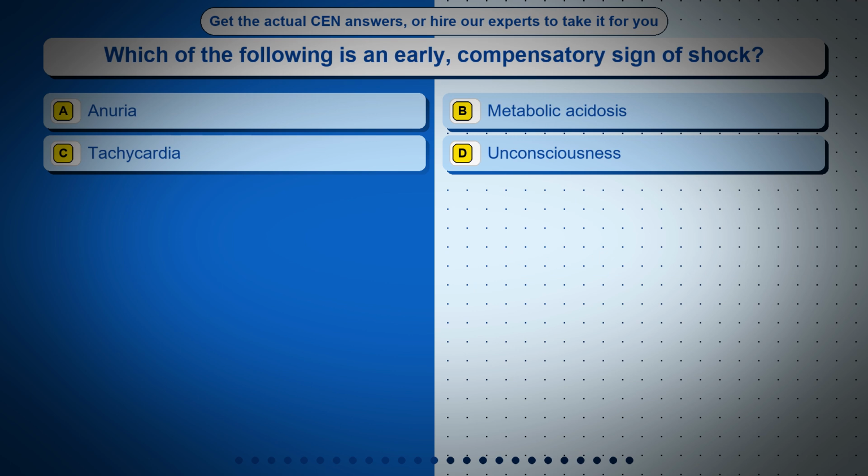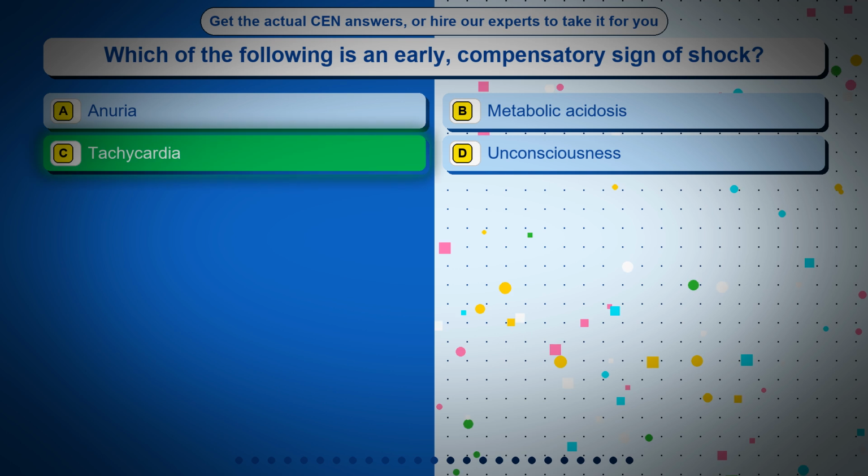Question 13. Which of the following is an early, compensatory sign of shock? Option A, anuria. Option B, metabolic acidosis. Option C, tachycardia. Option D, unconsciousness. The correct answer is Option C, tachycardia.